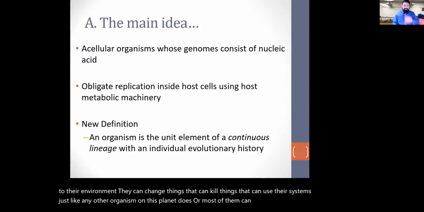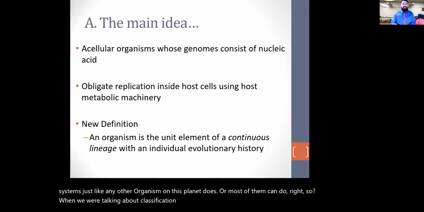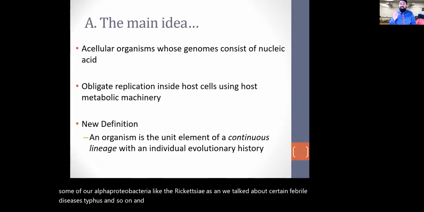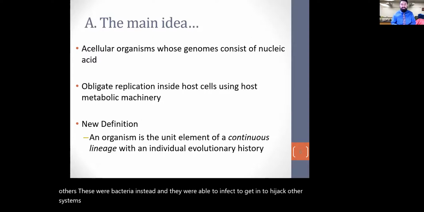So when we were talking about classification in the earlier topics, we talked about things like some of our alpha proteobacteria, like the rickettsias, and certain febrile diseases like typhus and so on and so forth. Those were also tiny little cells that were infecting others. These were bacteria instead. And they were able to infect, to get in, to hijack other systems, very much like a virus, even almost in size.